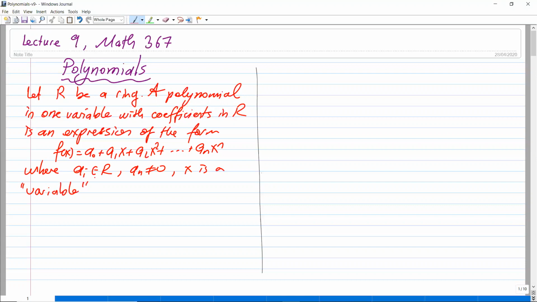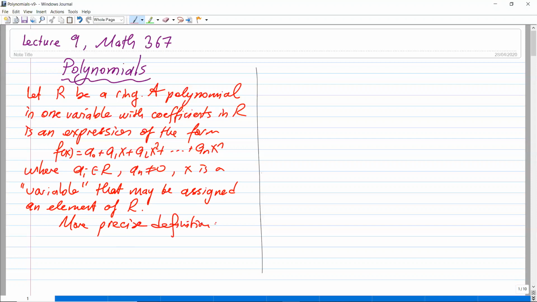Variable, whatever that means, a variable that may be assigned an element of R. So here is a more precise definition. We will give a more precise definition of this. So let there be a ring. Later it will usually be a commutative ring with identity.